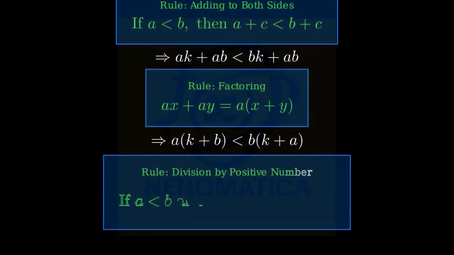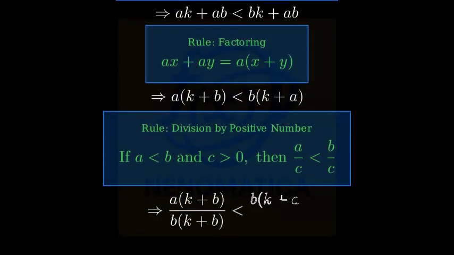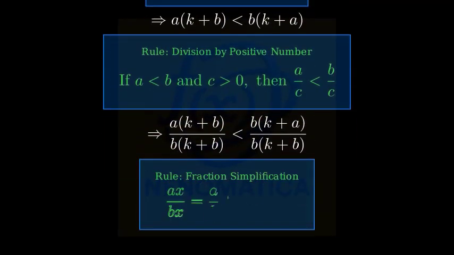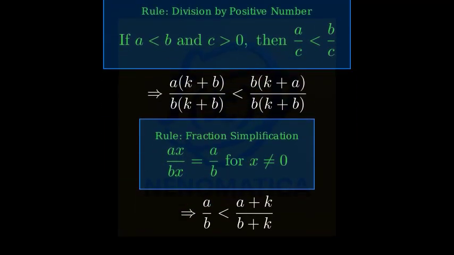Now, we'll divide both sides by the product of b times open parenthesis k plus b close parenthesis. Since a, b, and k are all positive, this product is also positive, so the inequality sign doesn't change. Let's simplify both sides. On the left, we can cancel out k plus b, leaving a over b. On the right, we can cancel out b, leaving k plus a over k plus b.